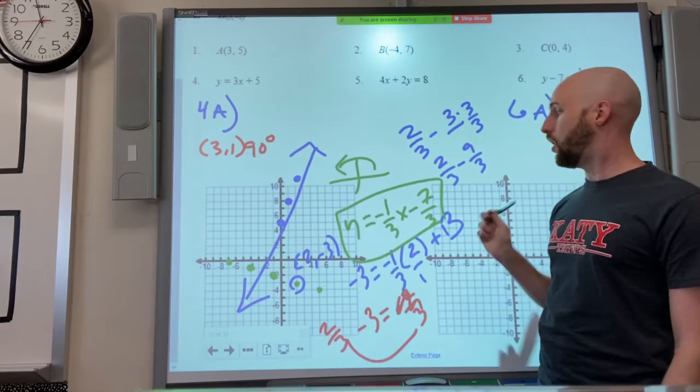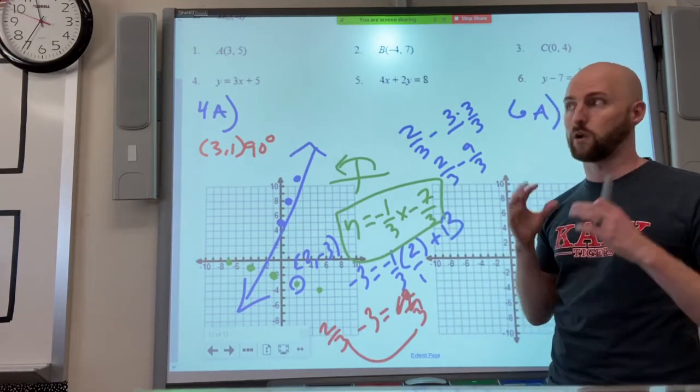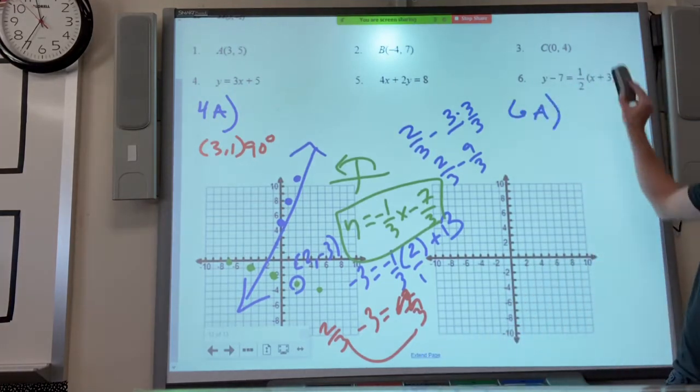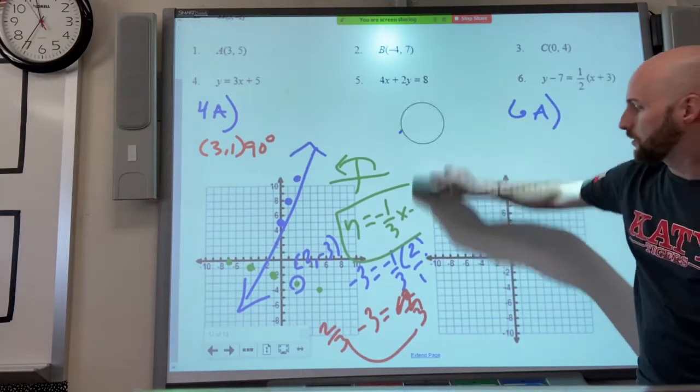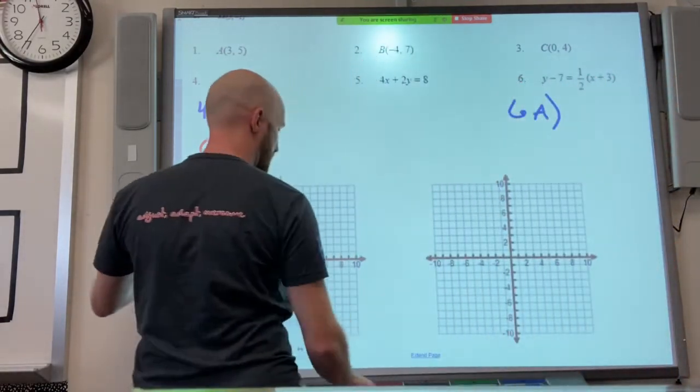Like I said, not all of them you're going to have to do this work to get that, but I do think it's good practice to make sure you are excellent at that. All right, last problem I wanted to do was 6A. So I'm going to erase this just to give me some space and make this not look so crazy. And let's look at that.